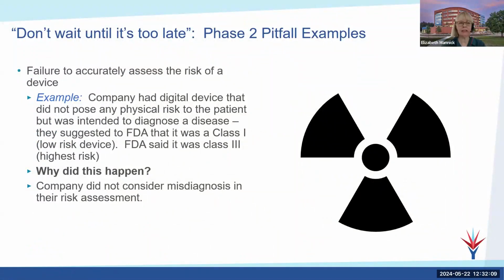Finally, a common mistake is failure to accurately assess the risk of a device. So an example is a company had a digital device that did not pose any physical risk to the patient, but was intended to diagnose a disease. They met with FDA and suggested that this was a class 1 or low risk device. And the FDA said, no, it's a class 3 or highest risk device. Why did this happen? The company did not consider that misdiagnosis could be a risk or a significant risk in their risk assessment.